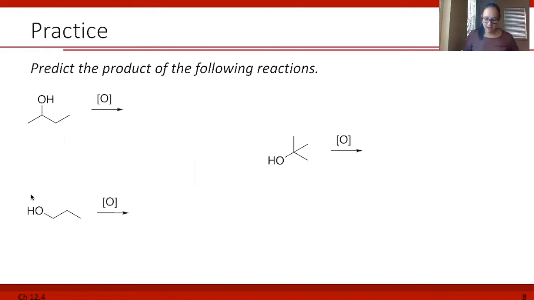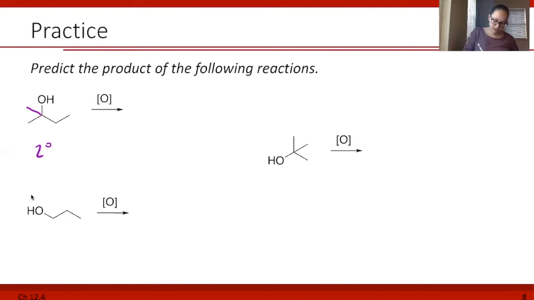So I'm going to look at this first reaction here. It shows that I have a molecule that looks like a secondary alcohol, so I'm going to write secondary. When we have a secondary alcohol, we remember we go to a ketone. But let's look back at the why, okay? What I like to do for these reactions, especially when I was first learning, is I like to draw in the hydrogens that are going to be oxidized.